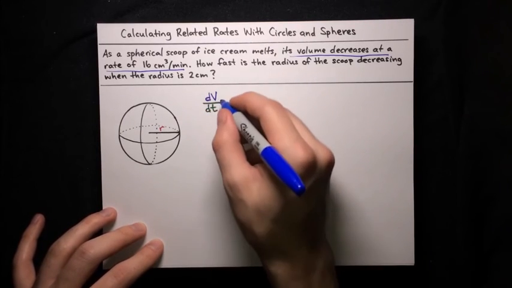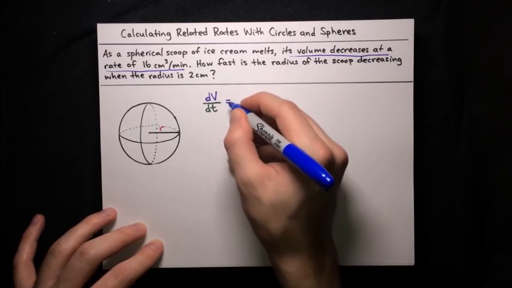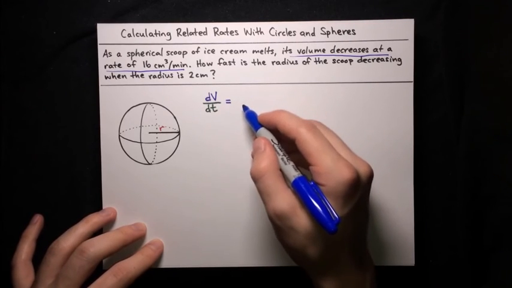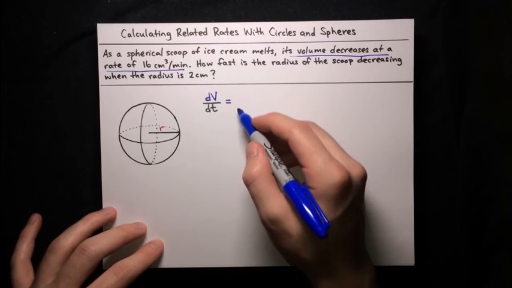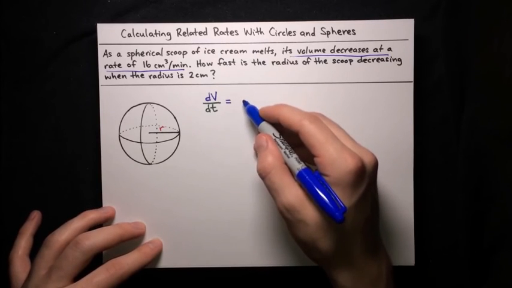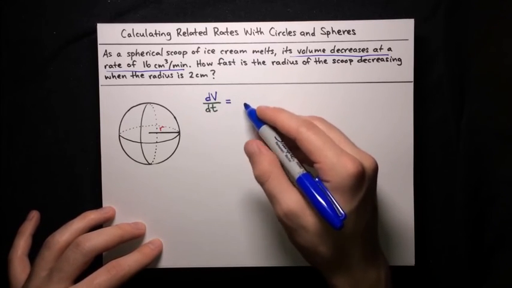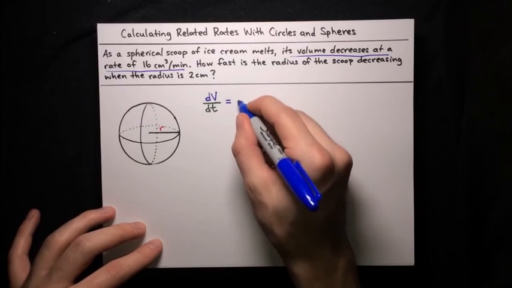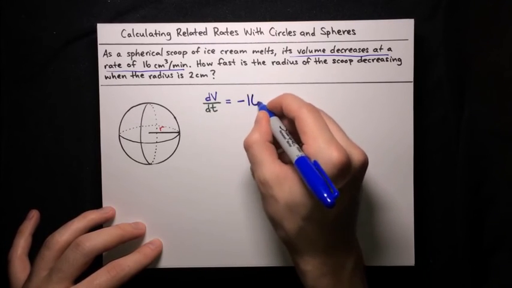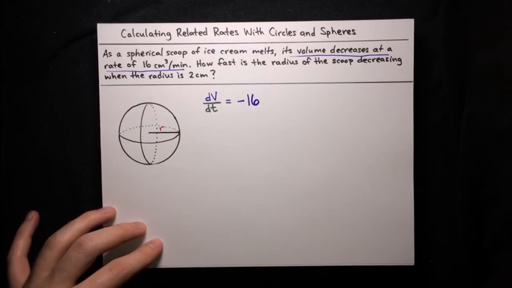The volume is decreasing at a rate of 16 centimeters cubed per minute. So it's decreasing, that means the volume is getting smaller and smaller. On the number line, it's traveling in the negative direction. So that means the rate of change is negative. So negative 16 is dV/dt. If dV/dt were positive 16, the scoop would be getting bigger and bigger, but that's not what we want. We want negative. The scoop is getting smaller.